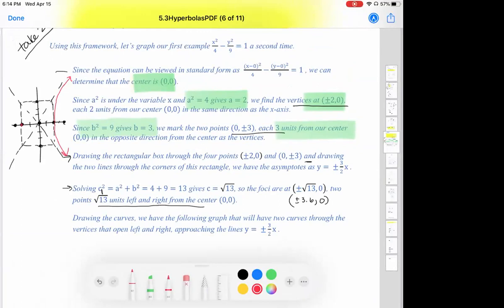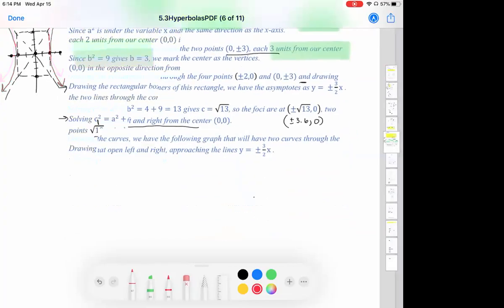So from our vertex, we have our ellipse. We use that box to give us an outline of what we're going to draw. And here's a much prettier graph.